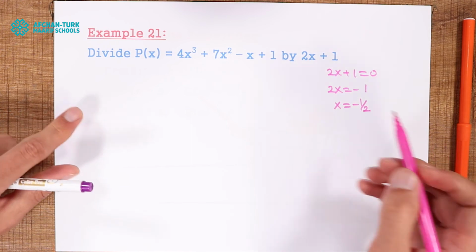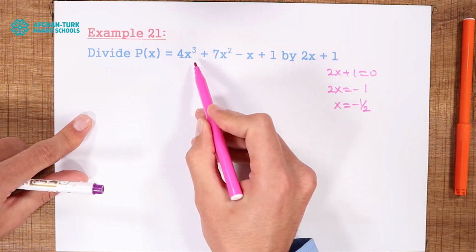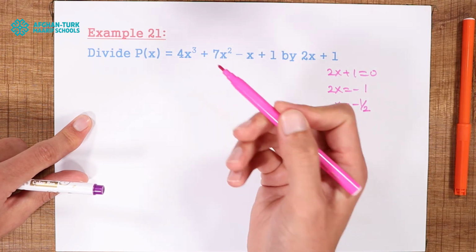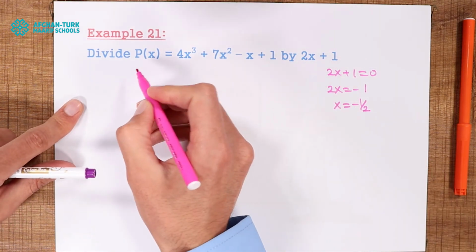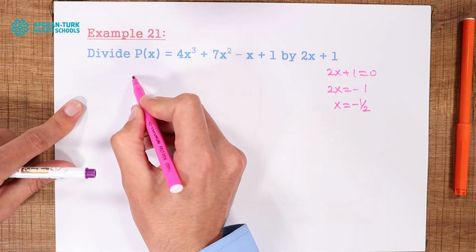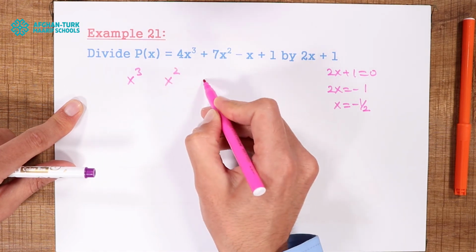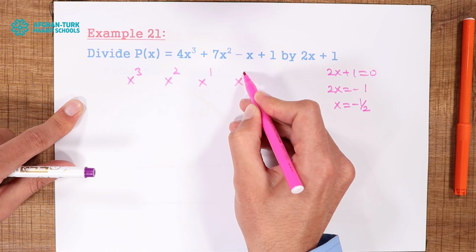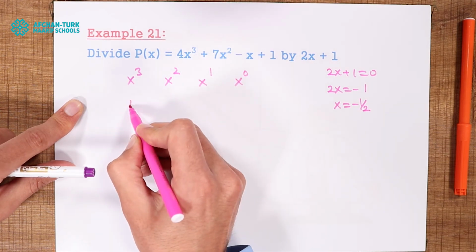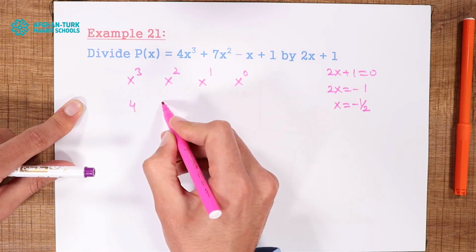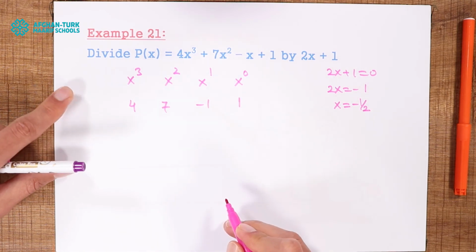After that, let us see, is it in the standard form? Is it in complete form? 3, 2, 1, 0. Yeah, it is complete and in a standard form. So we have x to the power of 3 here, x to the power of 2, x to the power of 1, x to the power of 0 our constant term. The coefficient of x to the power of 3 is 4. The coefficient of x to the power of 2 is 7. This is minus 1 and this is plus 1.